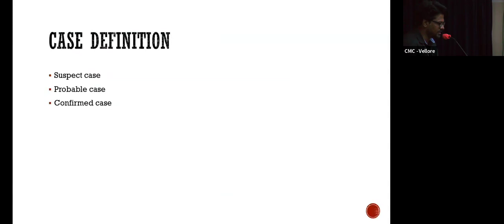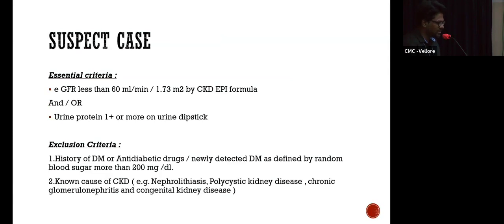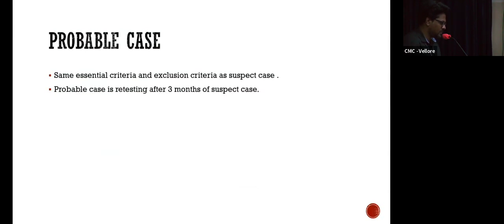So the case definition has been split into 3: suspect case, probable case, and confirmed case. For a suspect case, the essential criteria will be eGFR less than 60 ml per minute by CKD-EPI formula and/or urine protein 1+ or more on urine dipstick. The exclusion criteria will be history of diabetes mellitus, any history of OHA intake or newly detected DM by random blood glucose more than 200, and known cause of CKD like nephrolithiasis, polycystic kidney disease, chronic glomerular nephritis, and congenital kidney disease. A probable case will have the same essential and exclusion criteria as a suspect case, but we have to call the patient after 3 months and confirm whether they still have the essential criteria and exclusion criteria.